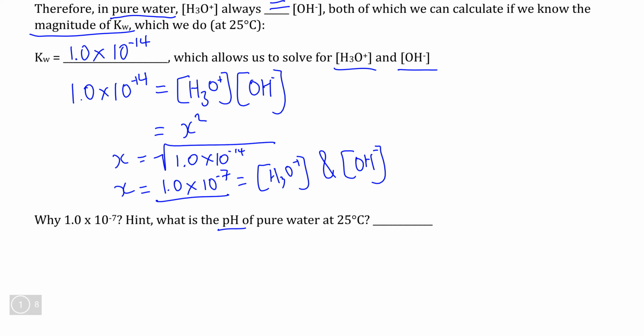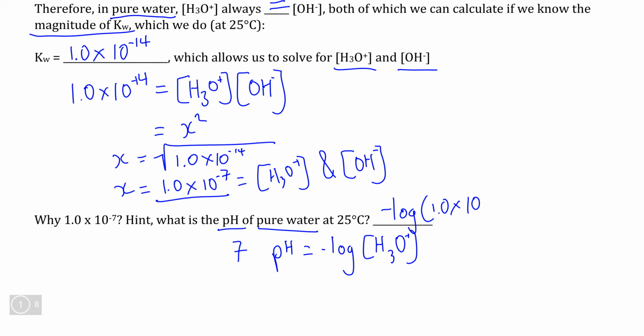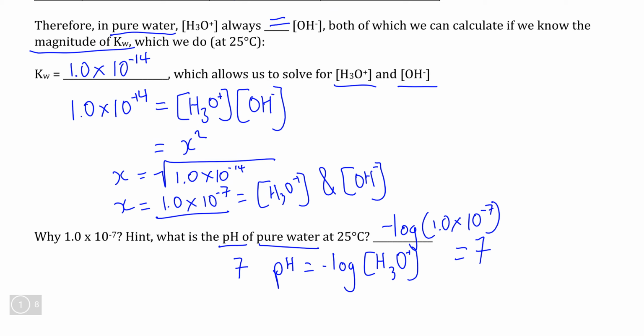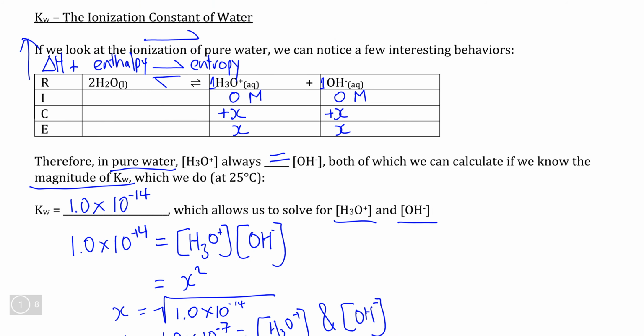If we remember that the pH of pure water is 7, and we know that pH is equal to the negative log of the concentration of H3O+, if we take the negative log of 1.0 times 10 to the negative 7, we end up with 7. So this here, based on the equilibrium constant of water at 25 degrees, explains why pure water at room temperature has a pH of 7, and it is all based on this equilibrium system here.